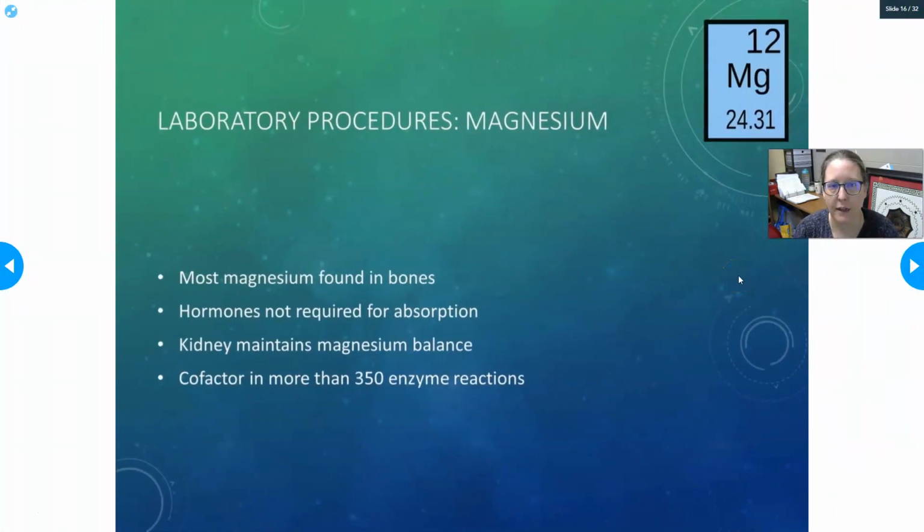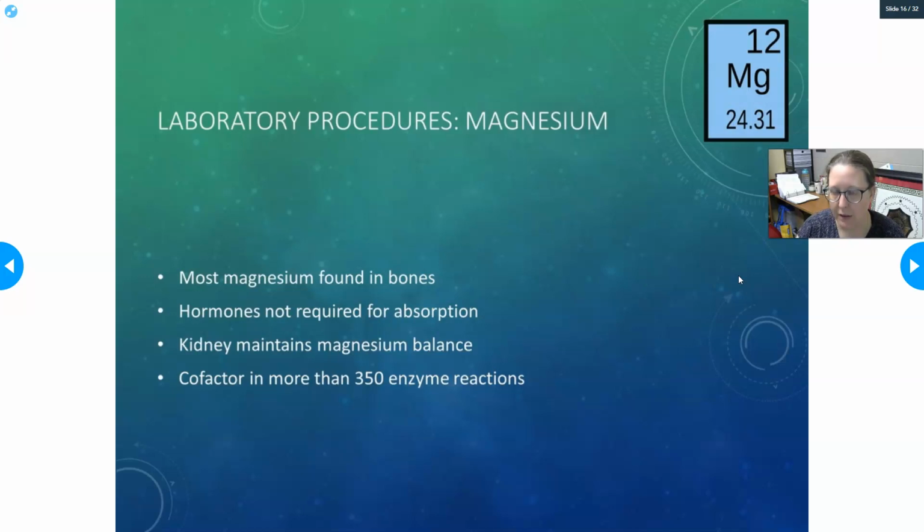All right, and then the next mineral we're going to look at is magnesium. Most of the magnesium in your body is found in your bones, and hormones are not required for you to absorb magnesium because magnesium is really important to your body. The kidneys help maintain magnesium balance by reclaiming it or getting rid of it if need be. Magnesium is a cofactor in more than 350 different enzymatic reactions. It can be depleted by chronic diseases and stress, and we just don't get enough of it in our diet.